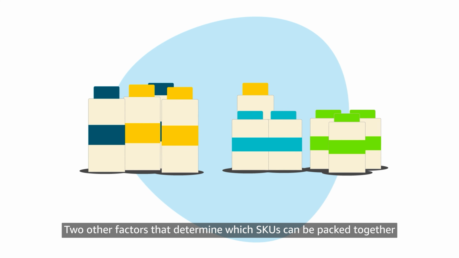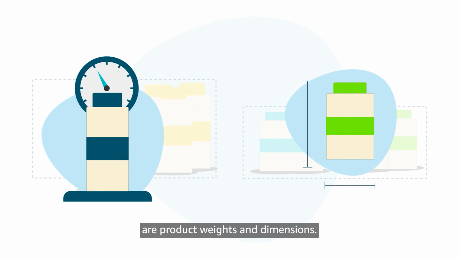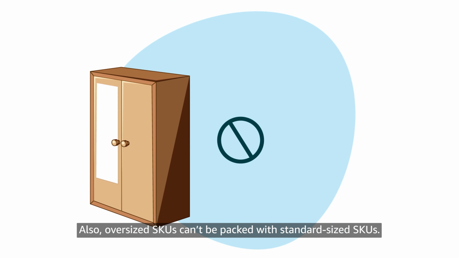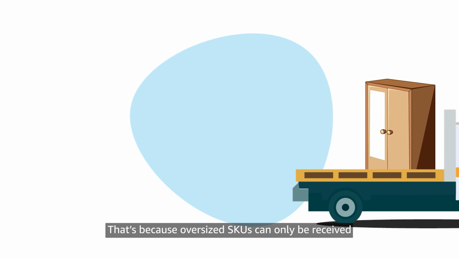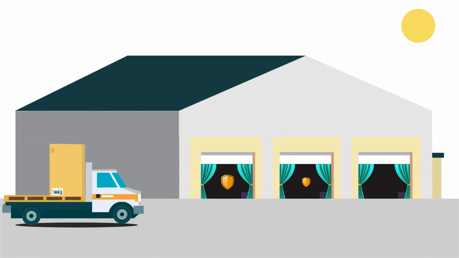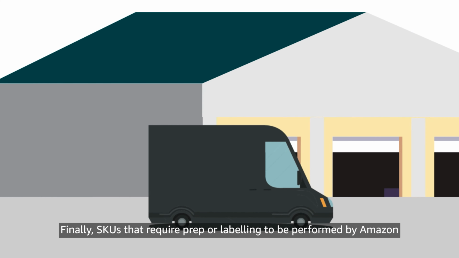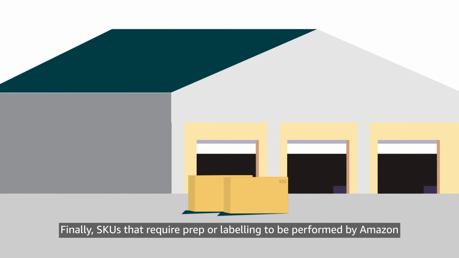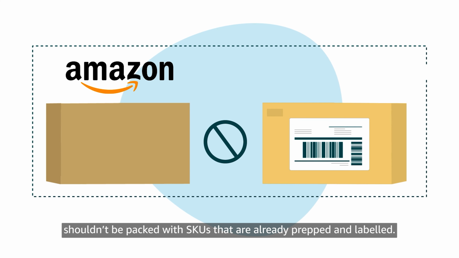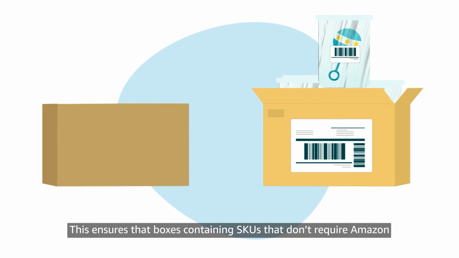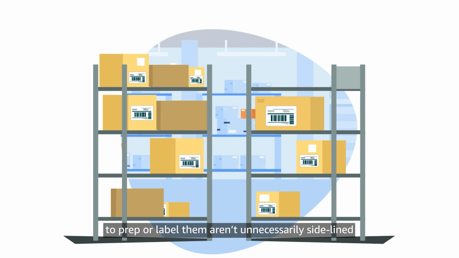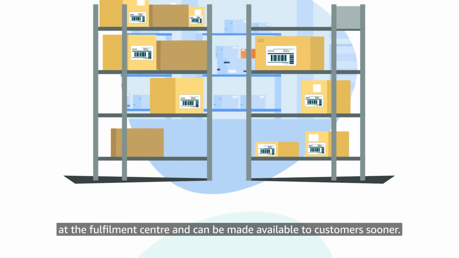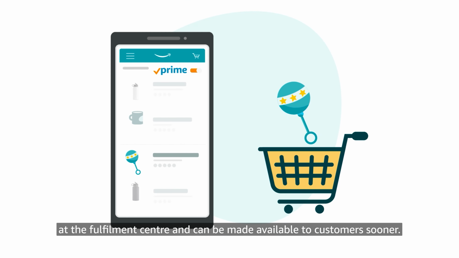Two other factors that determine which SKUs can be packed together are product weights and dimensions. Also, oversized SKUs can't be packed with standard-sized SKUs. That's because oversized SKUs can only be received at specialized fulfillment centers. Finally, SKUs that require prep or labeling to be performed by Amazon shouldn't be packed with SKUs that are already prepped and labeled. This ensures that boxes containing SKUs that don't require Amazon to prep or label them aren't unnecessarily sidelined at the fulfillment center and can be made available to customers sooner.